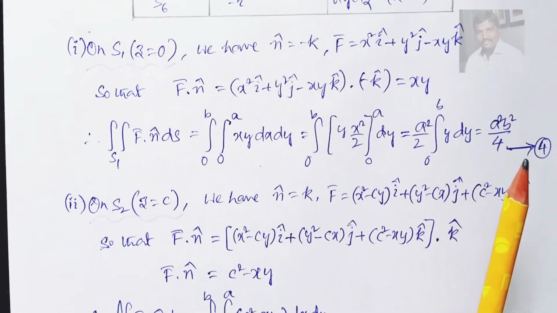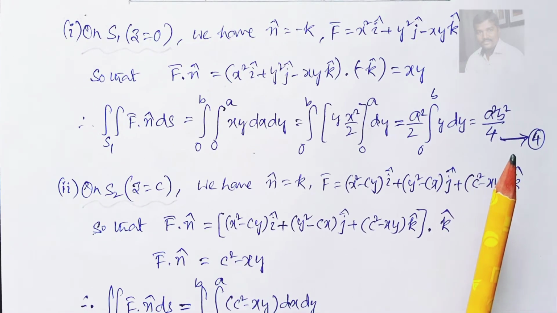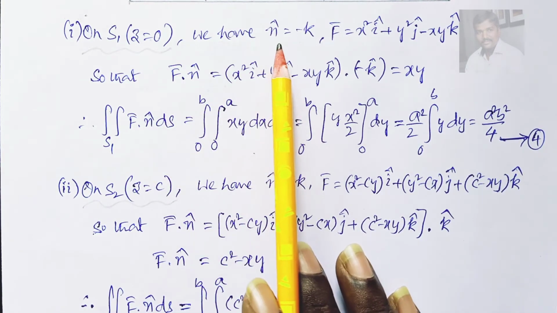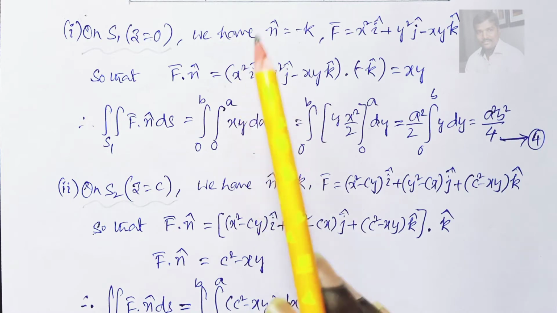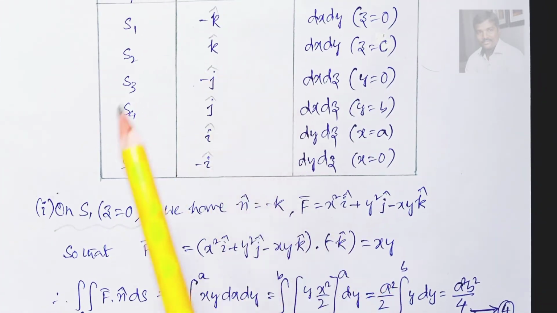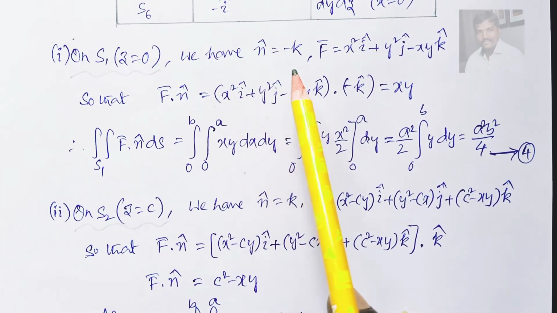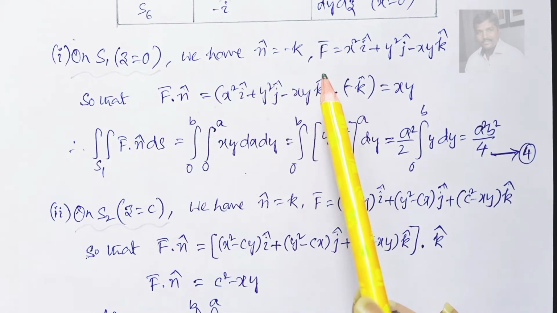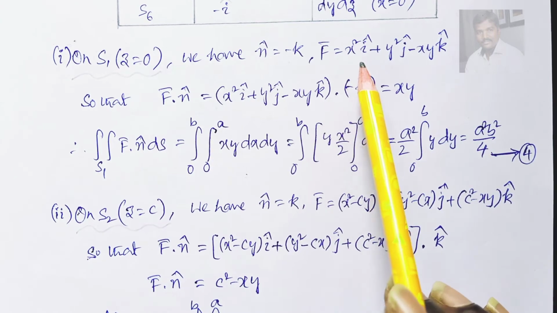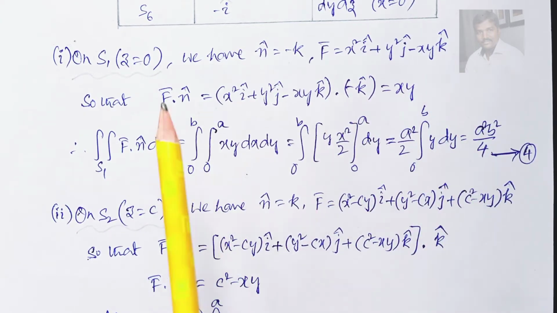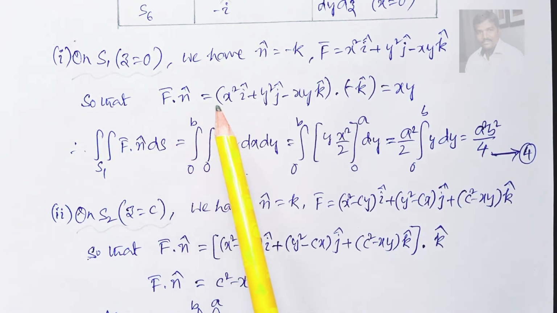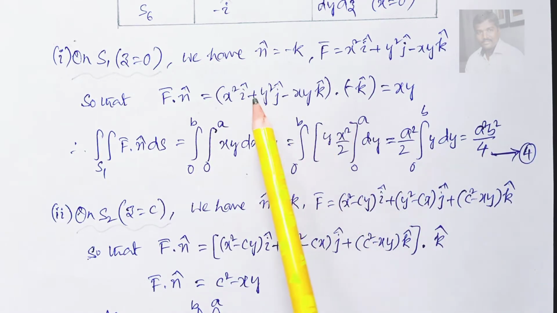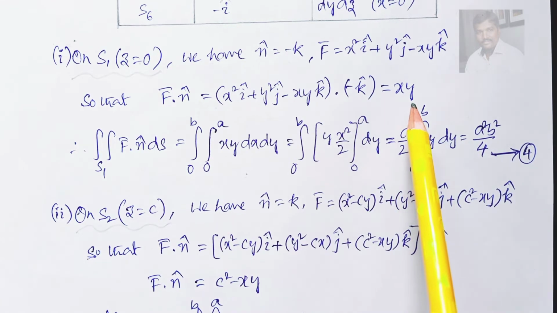Okay, let us go through the surfaces one by one. On S1, that is z is equal to 0, we have n cap is equal to minus k, as we have discussed above. Since z is equal to 0 on S1, if we put it in capital F bar, I will get x square i cap plus y square j cap minus xy k cap. So F bar dot n cap will be xy.